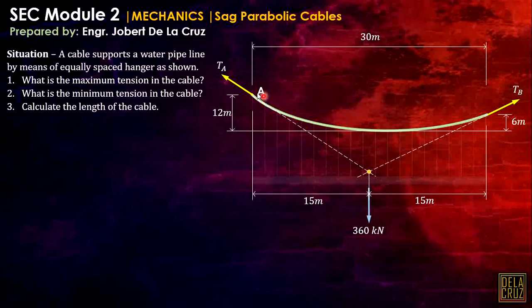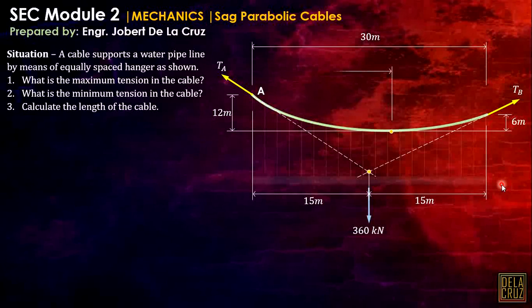So, we need to calculate the angle of inclination of A and B. Since they are not at the same elevation, their angles are different. Let's start with this. The sag point, or the lowest point, is no longer in the middle, right? So, we need to calculate from this point up to that point and also from this point up to B.